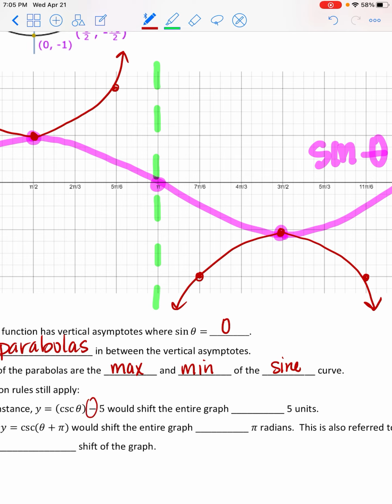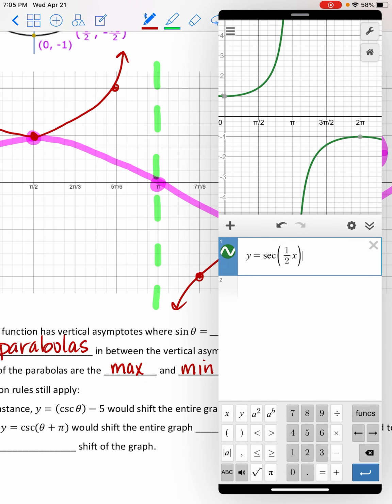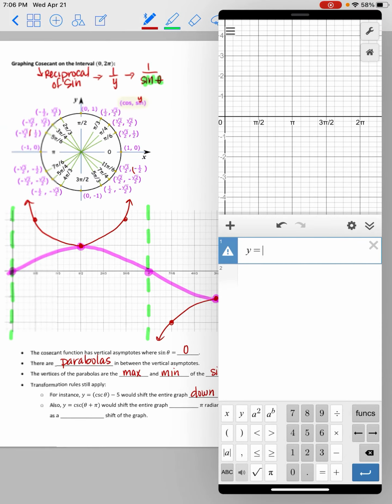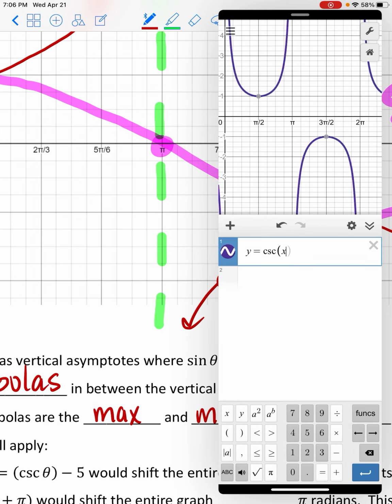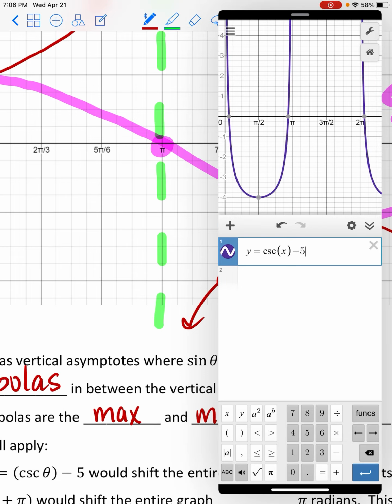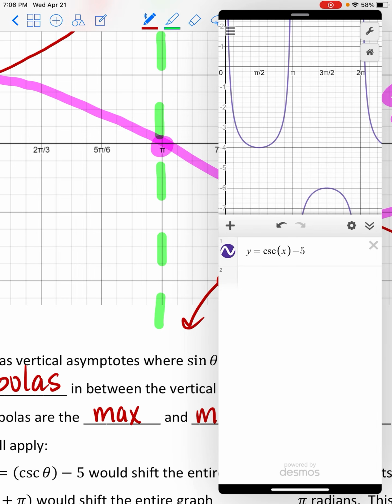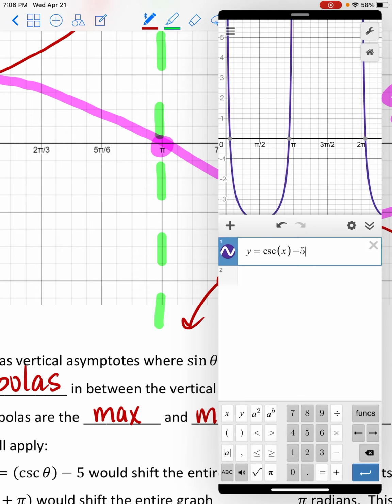If I was to subtract 5 from any function, it makes that entire graph shift down 5. So if I took, what are we looking at here? Oh, I didn't confirm this one. Let's go ahead and confirm. Y equals cosecant of x, there's our parabolas in between 0 and pi, and then 0 and 2 pi. If I was to, after this, subtract 5, you're going to see everything shift down 5 units. Okay, so that's still a transformation that works.